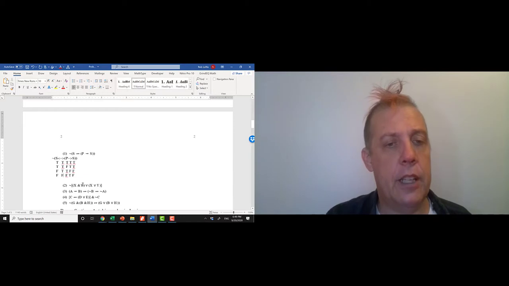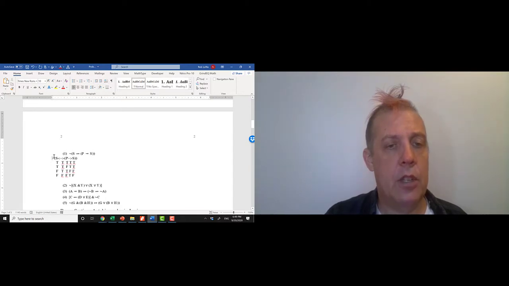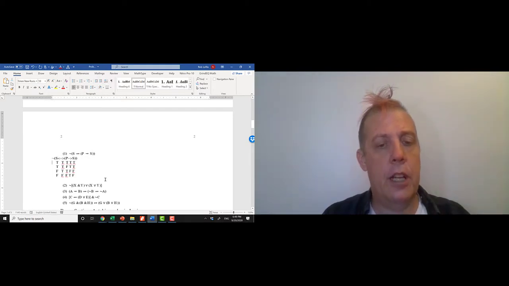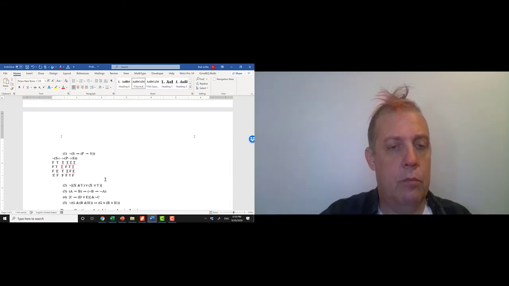And then finally, that gets flipped around by the main connective. The main connective with this negation is going to be flipping the values of what is under this biconditional. So this biconditional goes true, true, true, false. We're going to flip that over here, and it's going to be false, false, false, true.